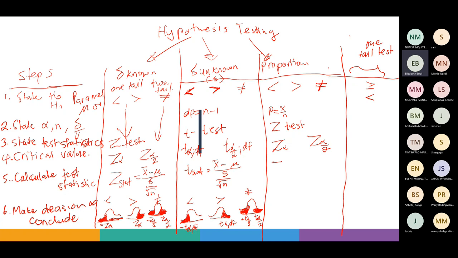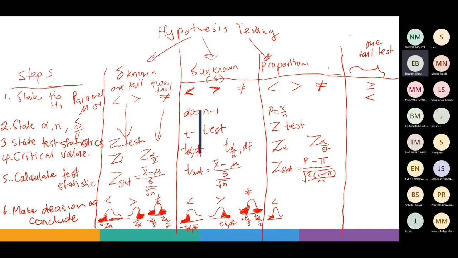And your Z test will be calculated using the proportions, which is the sample proportion minus the population proportion divided by the standard error, which is the square root of the population proportion times 1 minus the population proportion, divided by n. And that will be the Z test that you use for the proportion. And the same story happens for a one tail.